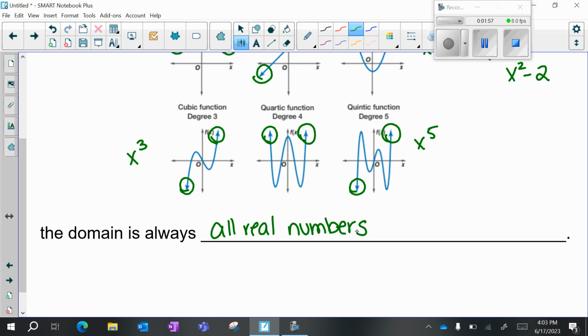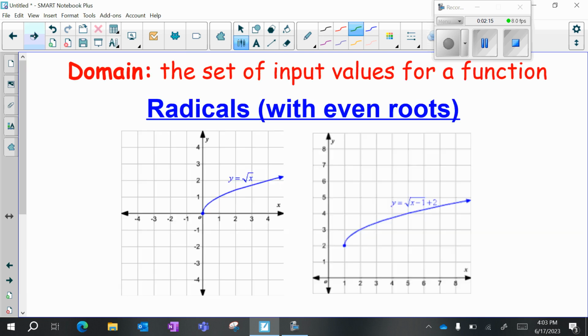And that is, unless of course we are in a real world context and there are some restrictions based on that. In symbols, you might see this, or you might see this. Both of those mean all real numbers. Let's take a look at our next function.